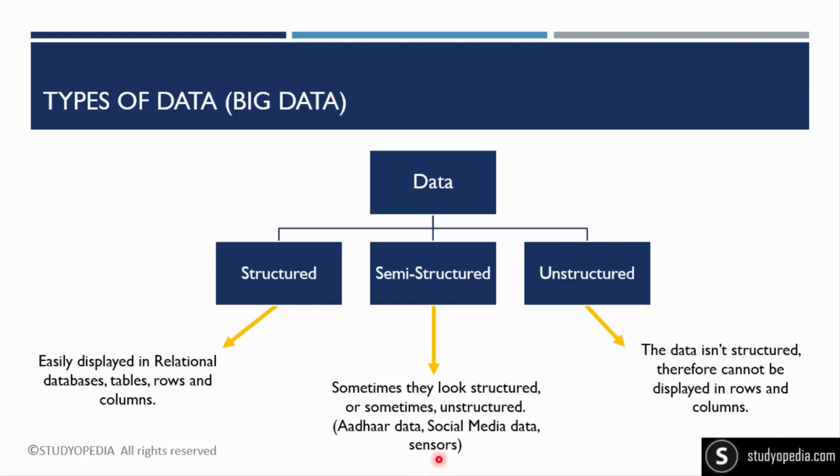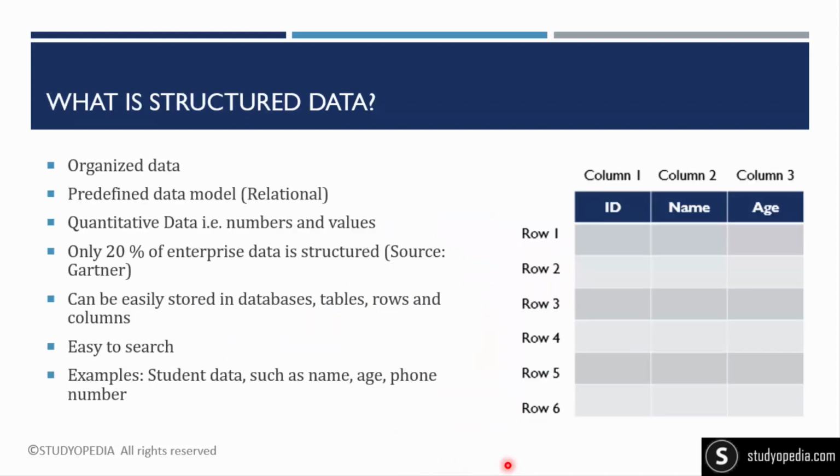The same goes for sensors. Now let us move further. Now let us focus on what is structured data. Structured, I told you before, structured data is organized data. As the name suggests, it is structured. The structured data can be easily stored in the form of rows and columns, that is tables.